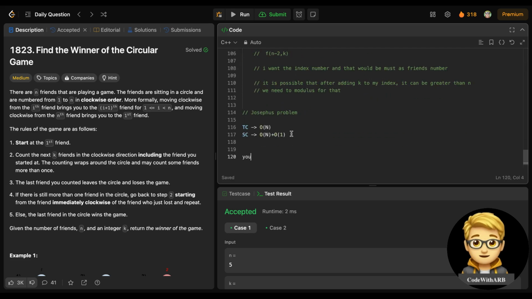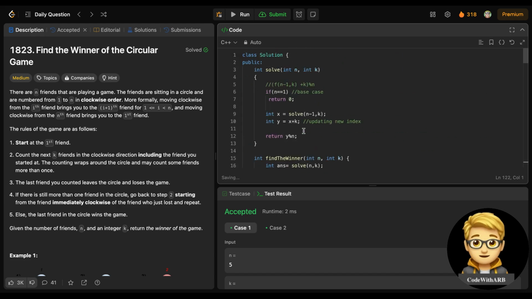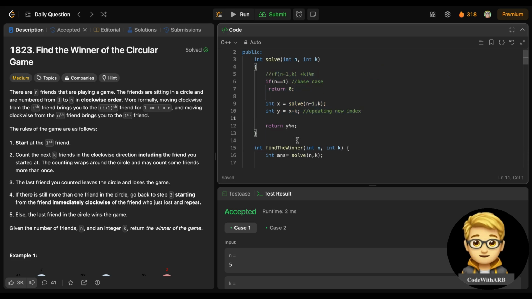You can do this in an iterative way also, to reduce the auxiliary stack space to O of 1. Time complexity would be the same. So basically we are going from recursion to iterative. You just need to simulate these things in an iterative way.